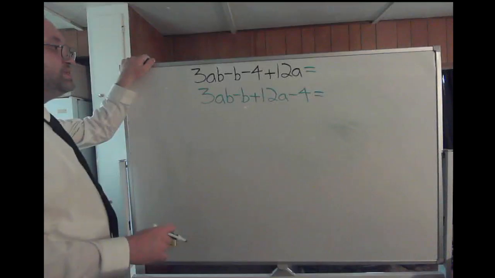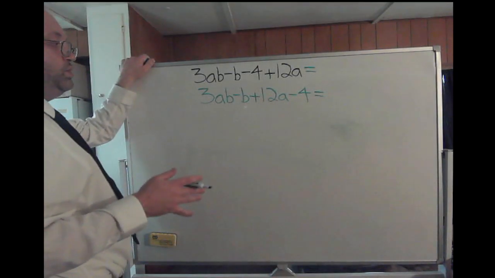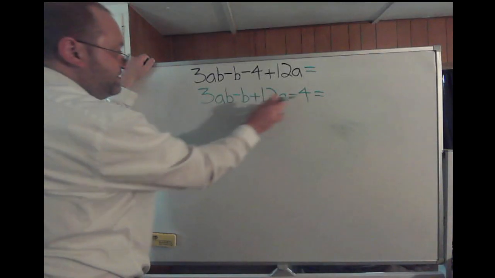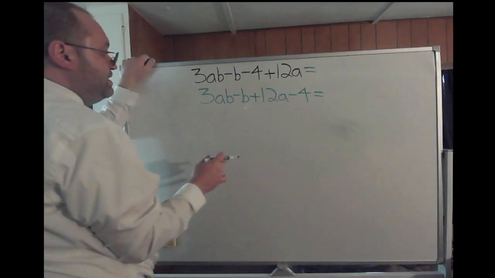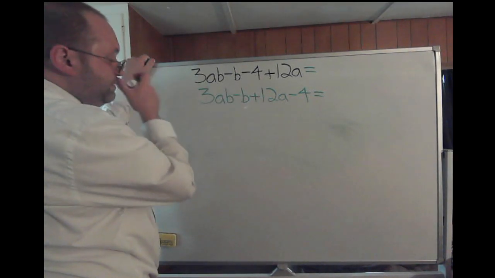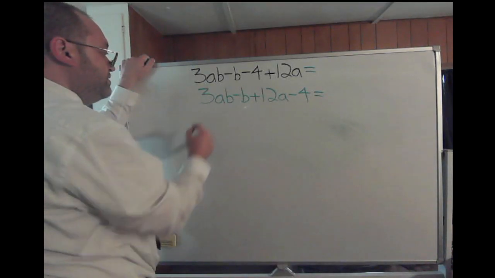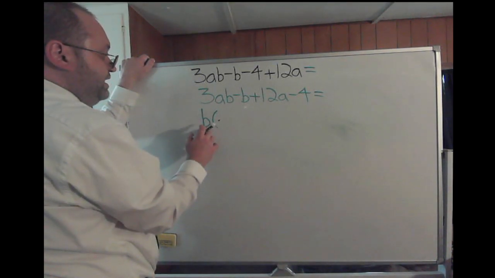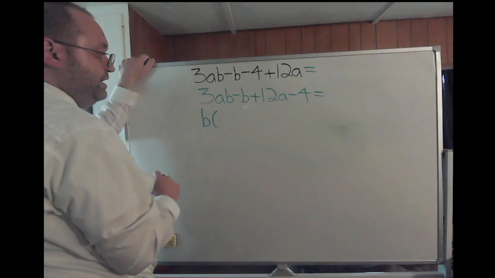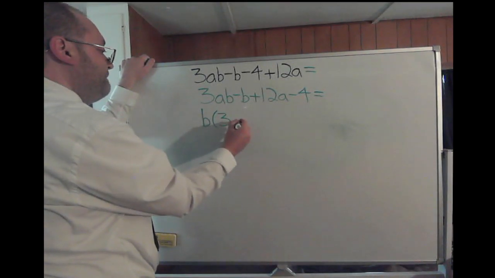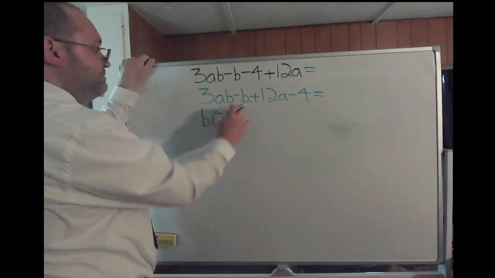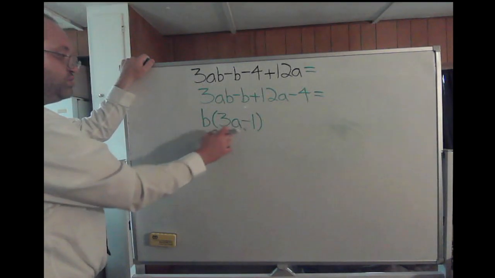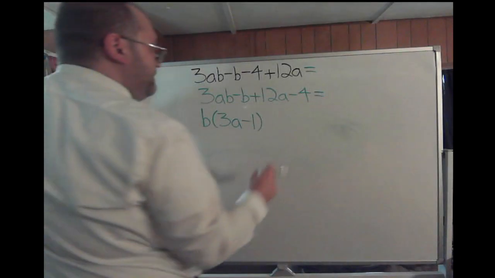Now that we've done so, it looks like we're going to do the two sets of two terms approach again. So between 3ab and negative b, what's the common factor? Well, definitely b. So then factor out the b. B times what equals 3ab? Well, that'd just be 3a. Minus b times what equals b? Well, that'd be 1. So far we have b times the quantity of 3a minus 1.